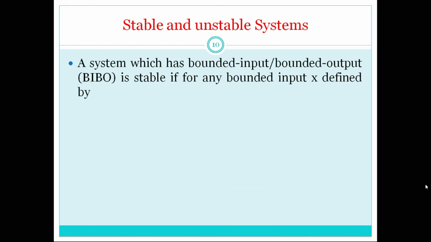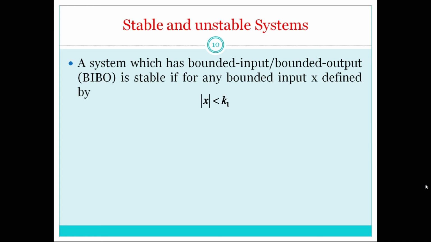So the next classification is stable and unstable systems. A system which has bounded input and bounded output is stable. If for any bounded input x defined by modulus of x less than k1, that means bounded input means it is varying from one point to another point. For example, x is varying from minus k1 to k1, then I should get y in between two values, bounded input and bounded output.